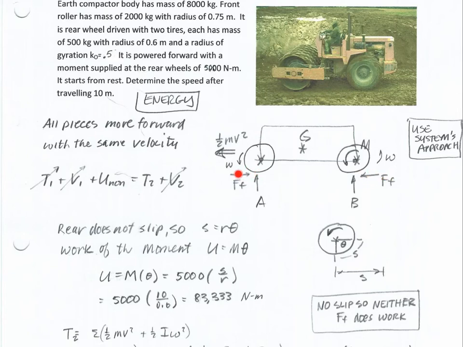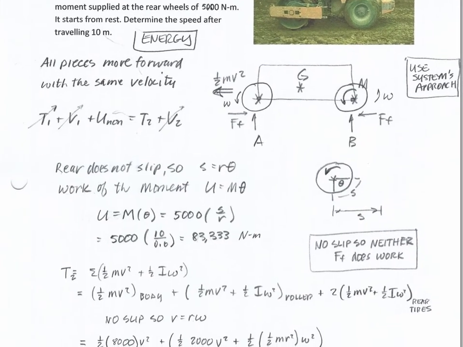So those 2 forces of friction still exist, but they do not do any work because they are in a no-slip condition. However, the moment does do work, of moment times the number of radians that it turns. So let's say the rear does not slip, so S is equal to R theta here. The work of the moment is M times theta.